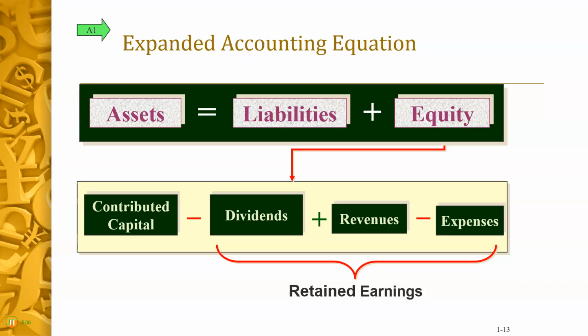Now, less dividends plus revenue minus expenses equal what we call retained earnings. Retained earnings is how much of earnings a company has retained in the business that they haven't given out in dividends. So now let's take a look at an example of how things affect this equation.